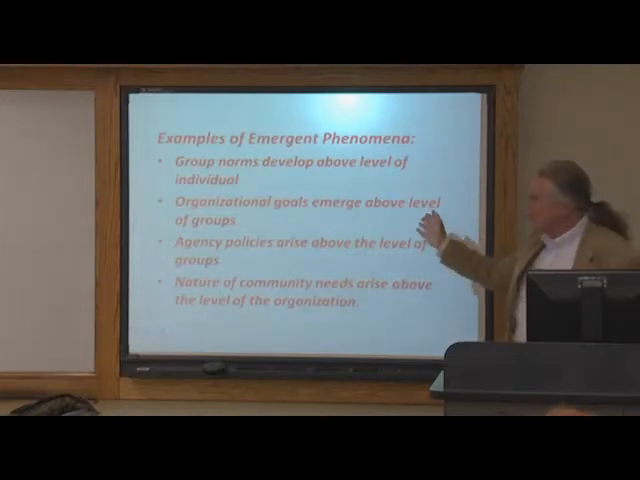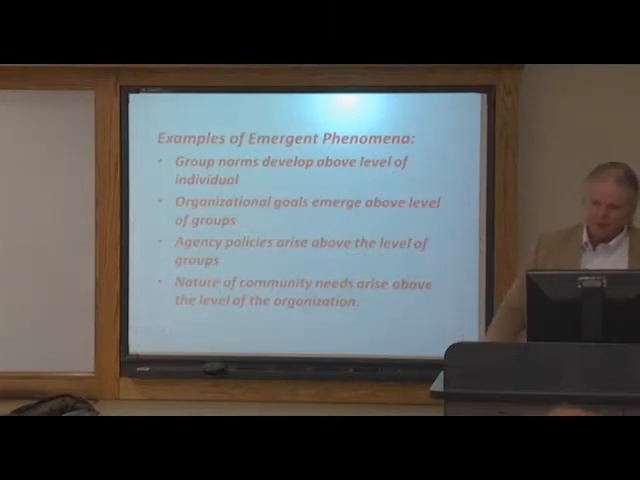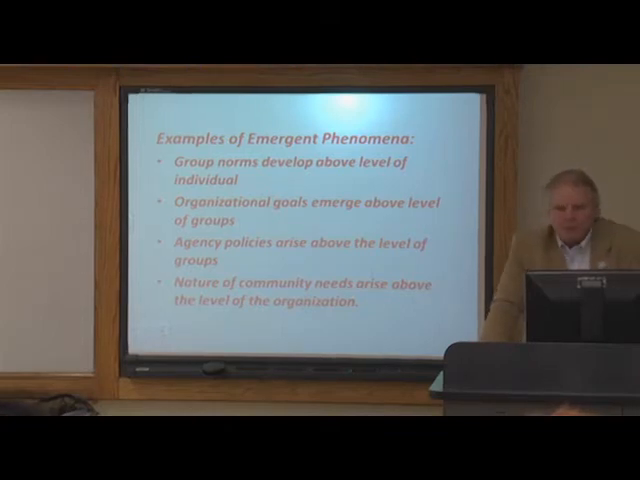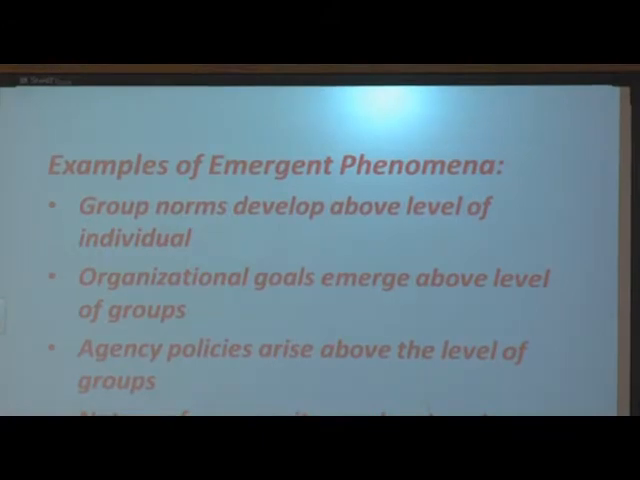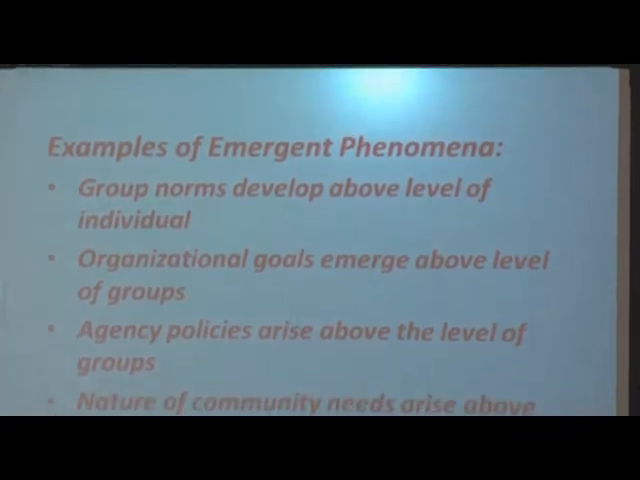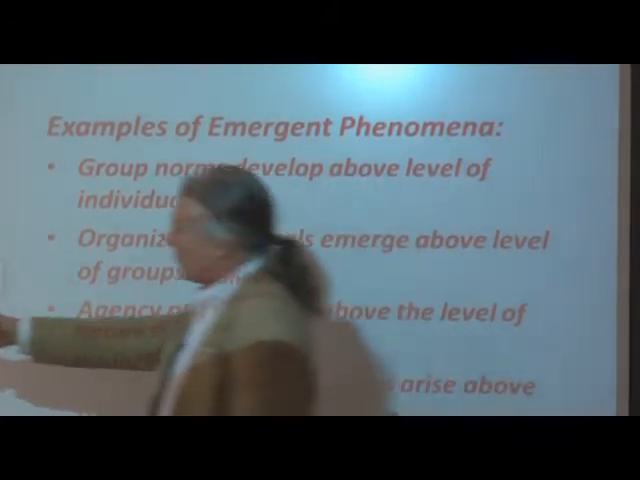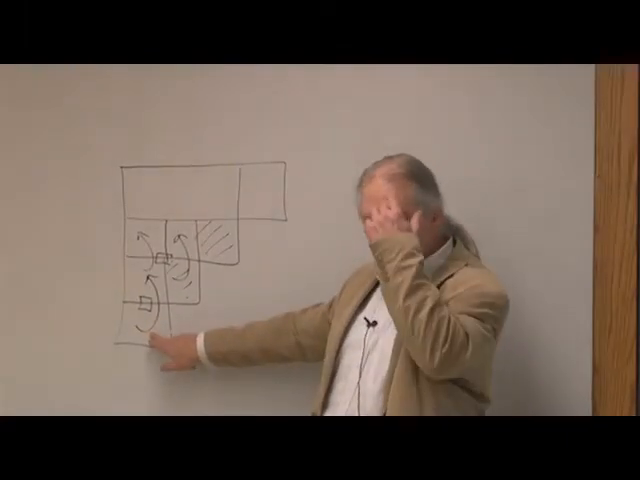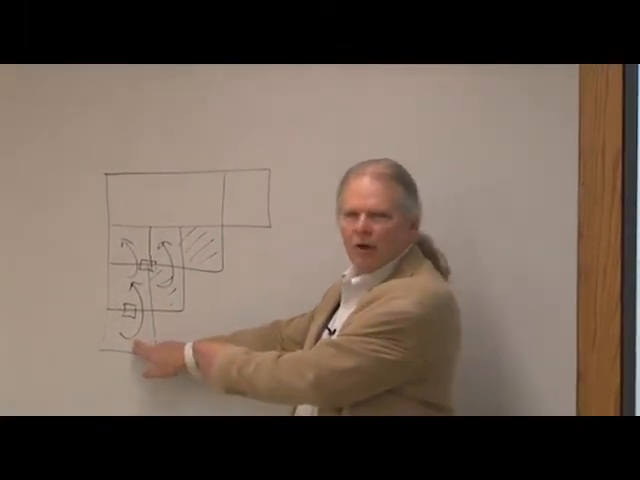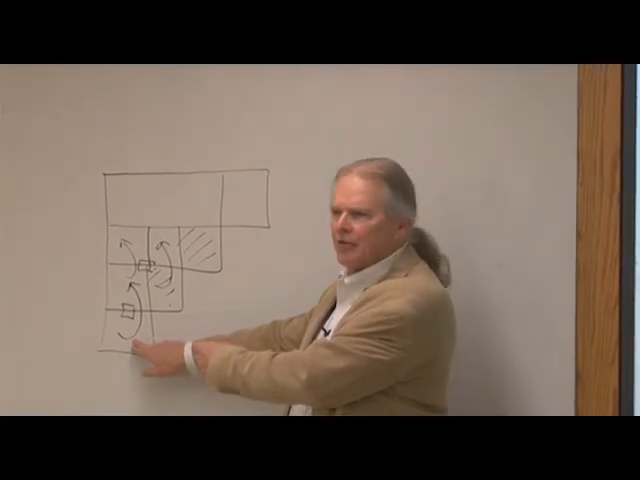Now, if we're talking about emergent phenomena, let's look at some examples of that. Group norms develop above the level of the individual. If we're strictly staying at the level of the individual, and we come back over here and look at this, group norms have no place at this level of examination of phenomena.